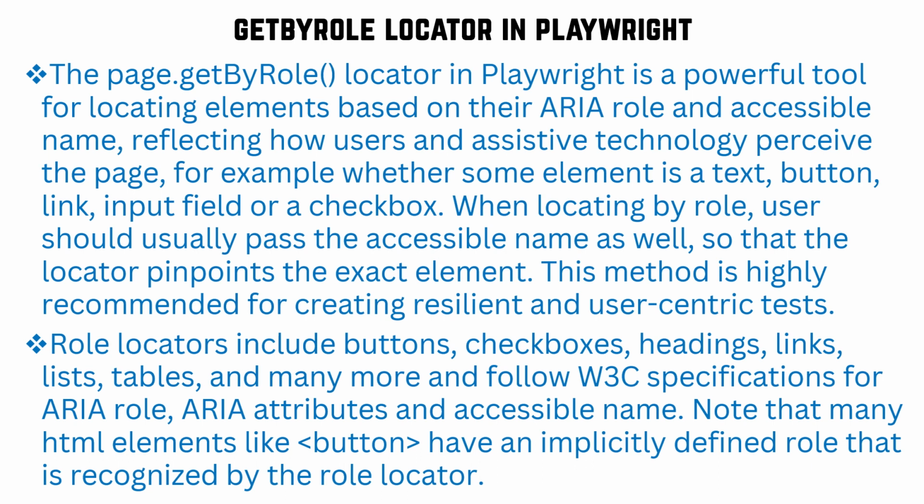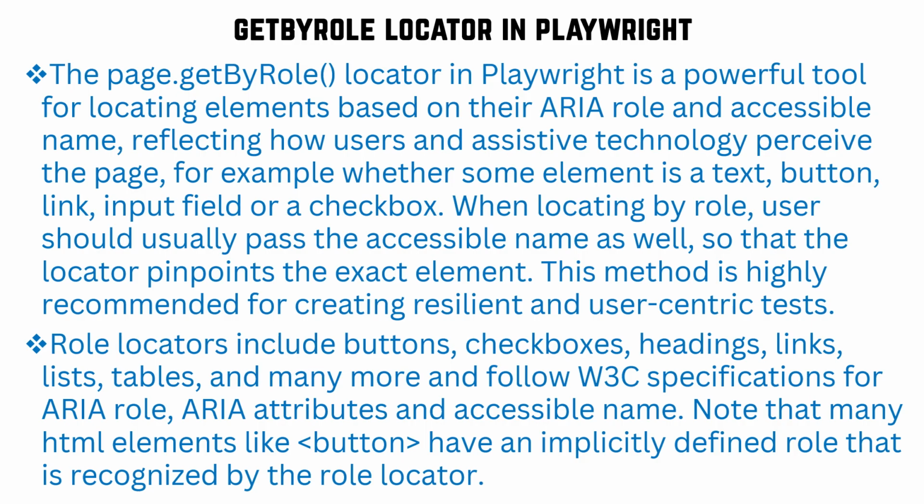So whenever locating by role, users should usually pass the accessible name as well, so that the locator pinpoints the exact element. This method is highly recommended for creating resilient and user-centric tests. So role locators include button, checkbox, heading, link, tables, list, and many more, and follow the W3C, World Wide Web Consortium, specifications for ARIA role, ARIA attribute, and accessible name. There, many HTML elements like button have an implicitly defined role that is recognized by the role locator.